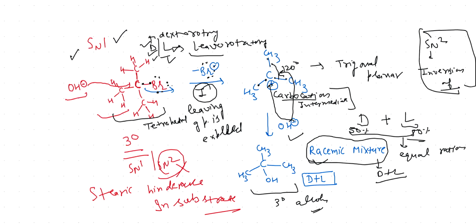Here, first of all, what will happen? There is formation of an intermediate, that is the carbocation. In the second step, the nucleophile will attack and form the final product.